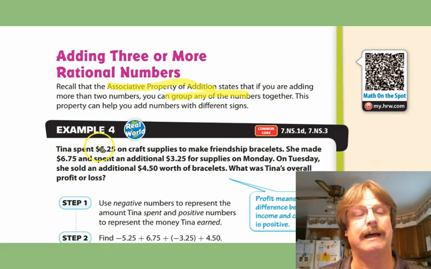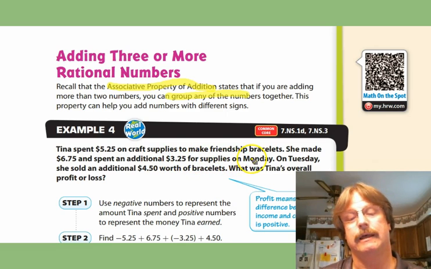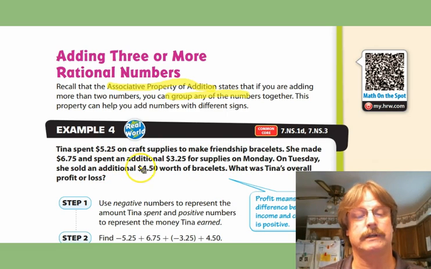Tina spent $5.25 on craft supplies to make friendship bracelets. She made $6.75 and spent an additional $3.25 for supplies on Monday. On Tuesday, she sold an additional $4 worth of bracelets. What was Tina's overall profit or loss? So we have to write this out.